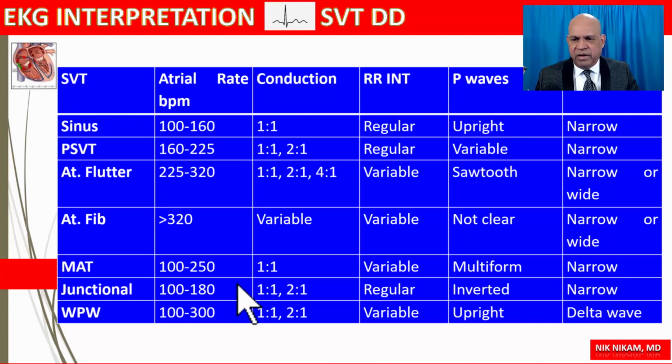Let me explain this. If we have a narrow QRS complex like what we are seeing here, and if the heart rate is between 100 to 160 with a P to QRS ratio of 1:1, the RR intervals being regular, P waves being upright, and the QRS being narrow, we are dealing with sinus tachycardia. Similarly, if the heart rate is 160 to 225 with the same type of features, or with a 2:1 conduction, we may be dealing with the paroxysmal atrial tachycardia, which is of an automatic nature.